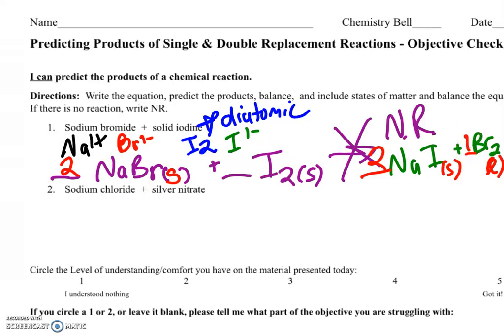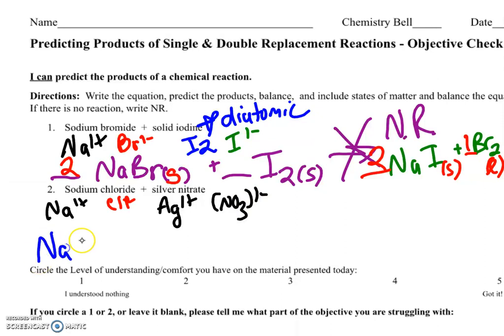Then let's look at a double replacement example. We have sodium chloride, so let's write out our ions. We have sodium 1 plus. We have chloride, also a halogen or halide, 1 minus. And we have silver nitrate. Silver nitrate, silver is always a 1 plus. Nitrate is a polyatomic, which you have memorized, NO3, 1 minus. So let's go through and actually write those compounds down.